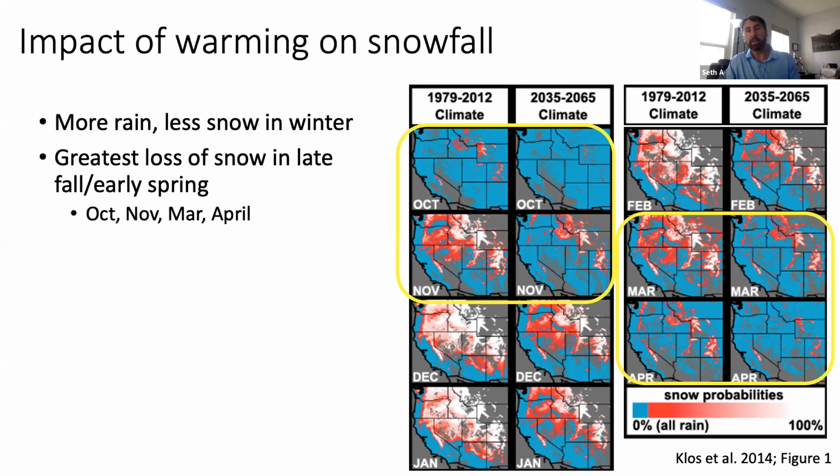So I want to point out the shoulder seasons: October, November, March, and April. You have one column with historical probabilities for rain and snow, and another column for mid-century probabilities for rain and snow. You can see that in these shoulder seasons, there's a large decrease in the probability of precipitation falling as snow throughout much of our region.